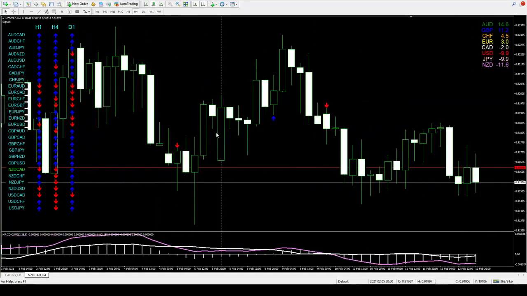So for NZD CAD, the D1 time frame was actually buy since last month, so there is no trade for this week because as you can see, there was a sell. It became buy for a short moment of time, and it was a sell again. So no trades for NZD CAD.